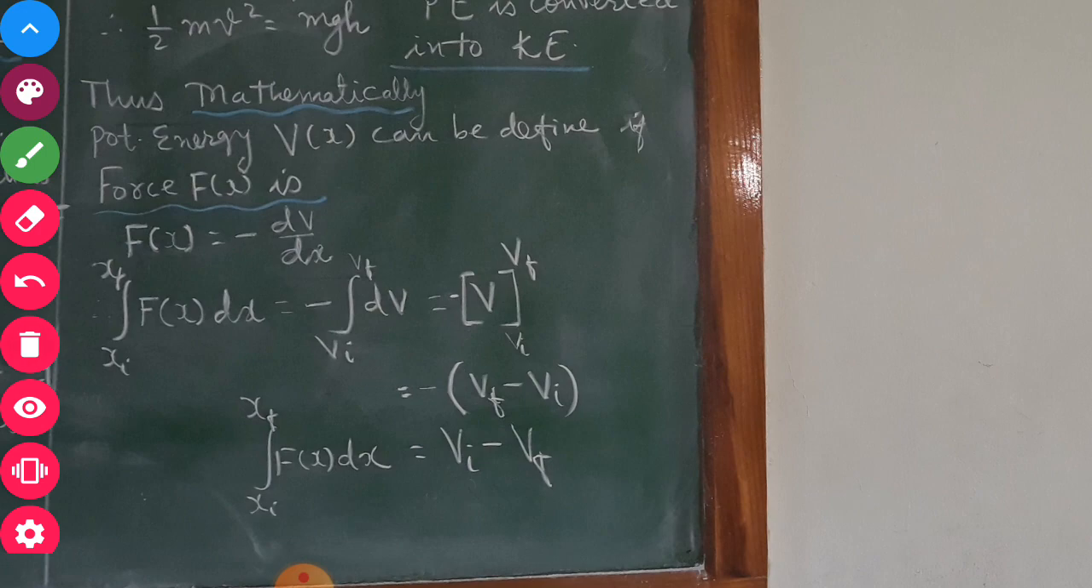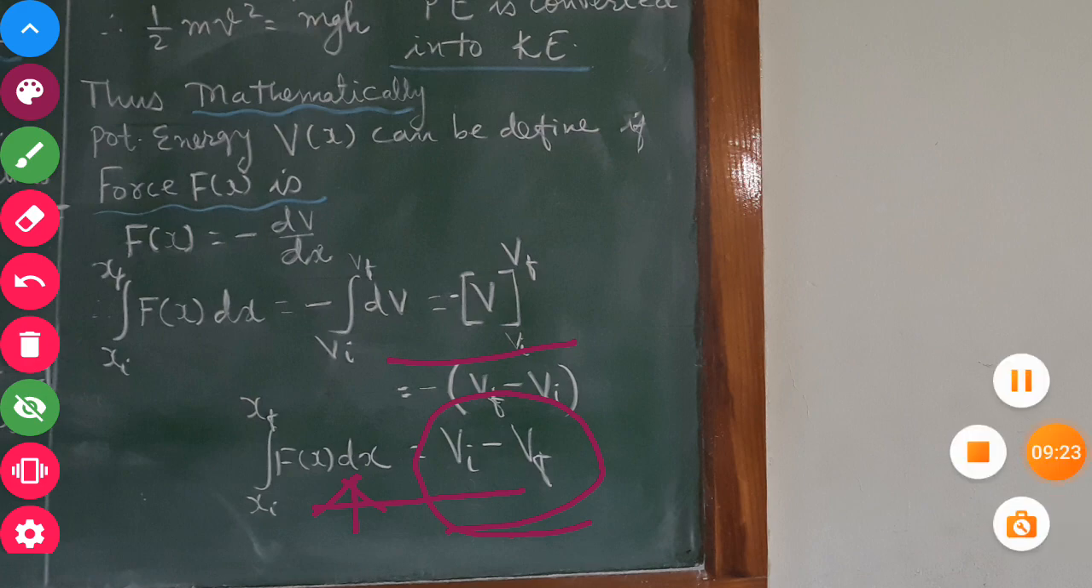The integration is taken and the values are written here, Vi to Vf, and this is the formula for the work done. It is nothing but the change in potential energy. So work done is nothing but the change in the potential energy. So this is all about potential energy. Next time we shall discuss some things in the field of conservation of mechanical energy.